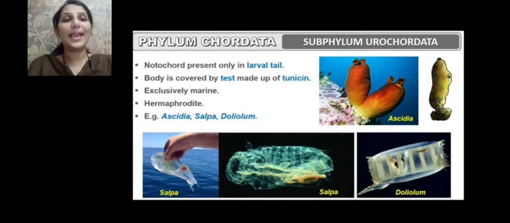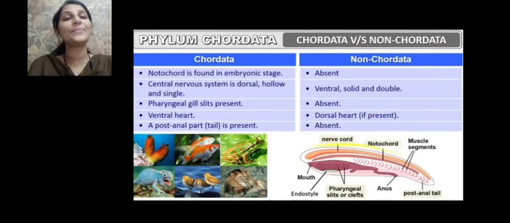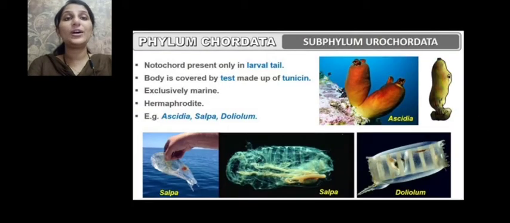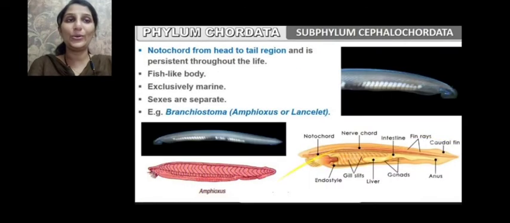So these are the examples of the phylum Urochordata. The first subphylum is Urochordata. The notochord is present but only in the larval tail, and the body is covered by a tunicin. It is exclusively marine and is hermaphrodite. Examples are Ascidia, Salpa and Doliolum.